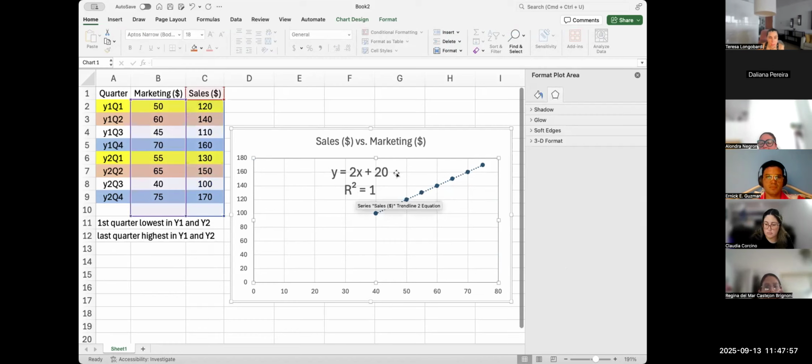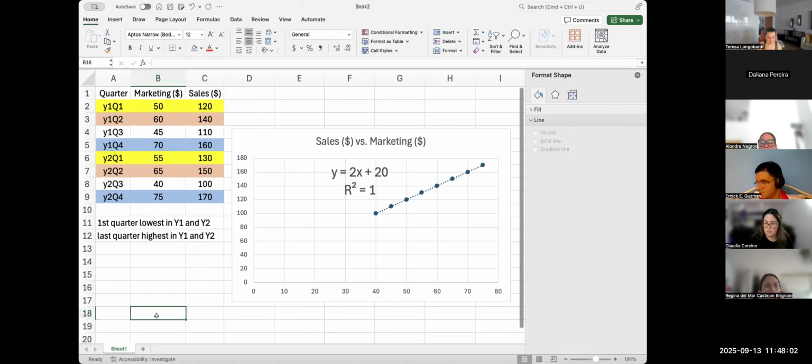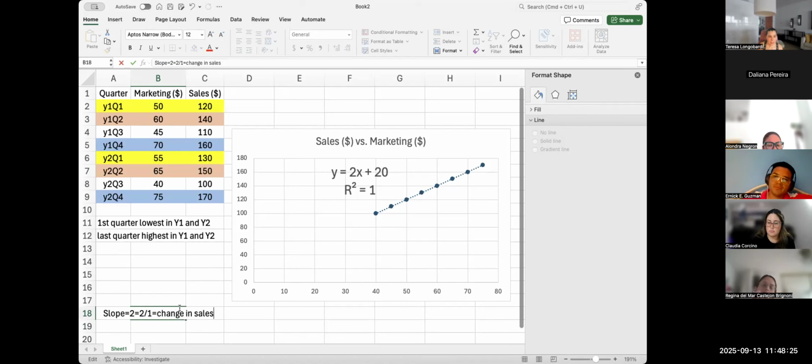And now let's do the slope and the y-intercept. So let's write it down. The slope equals to, what does it mean? So we look at it as 2 divided by 1, which is also the change in sales divided by change in marketing. All right, so that's what we're going to use.